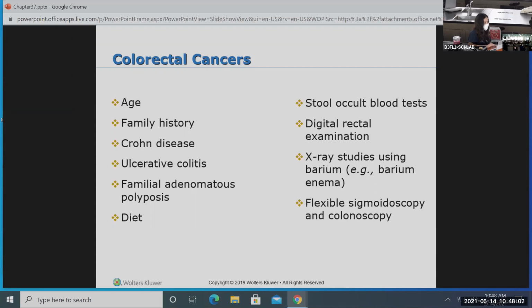Next, the third is X-ray studies using barium. We call it barium enema. We do perform sigmoidoscopy after preparation, and colonoscopy. With sigmoidoscopy and colonoscopy we check the polyps, take tissue out from the polyp, try to remove the polyp as much as possible, and do the biopsy.